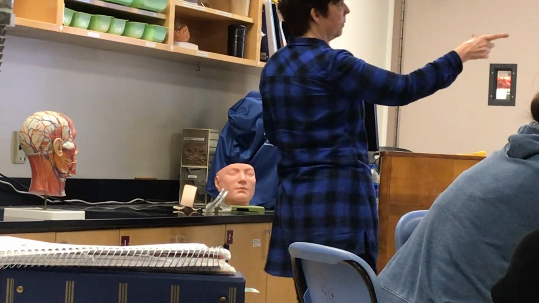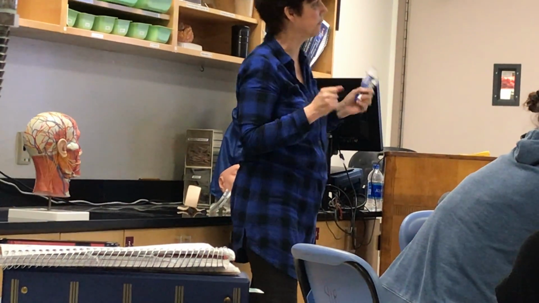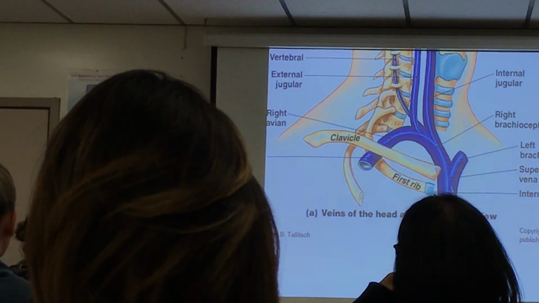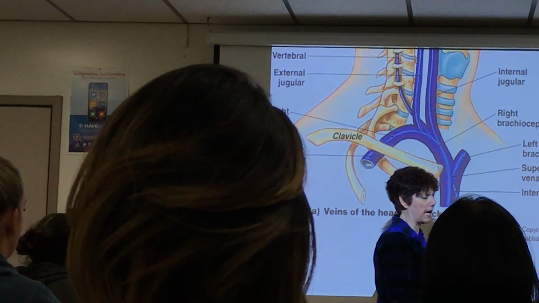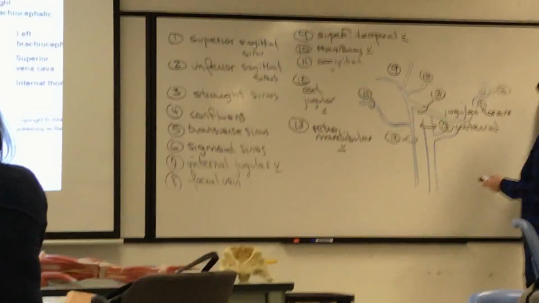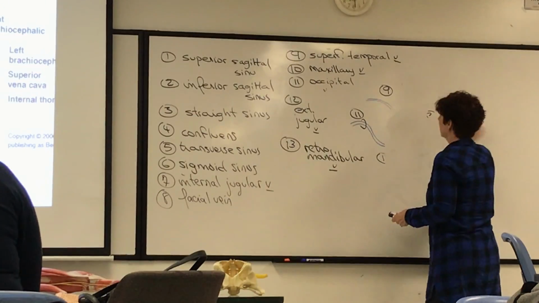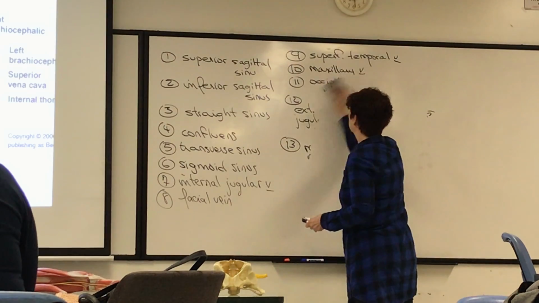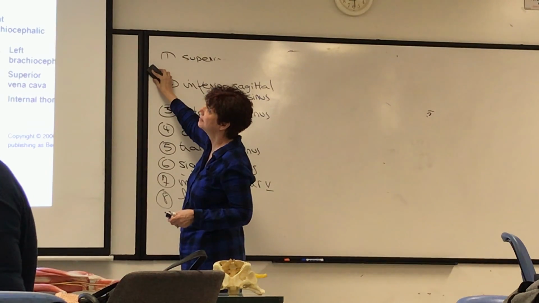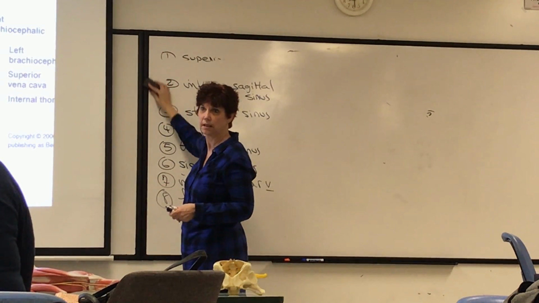All right, so I want to erase the board. Our last number was 13. And I'm going to redraw this region so that we can see how these combine together to form the superior vena cava and return this leg to the heart. I could do it down there in the bottom of the screen, but it'd be kind of cramped. Did I number the external jugular yet? 12. Yeah, 12, okay.